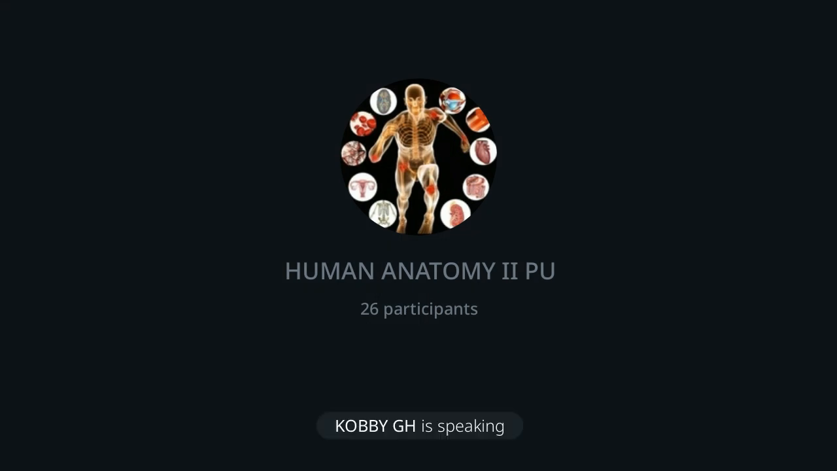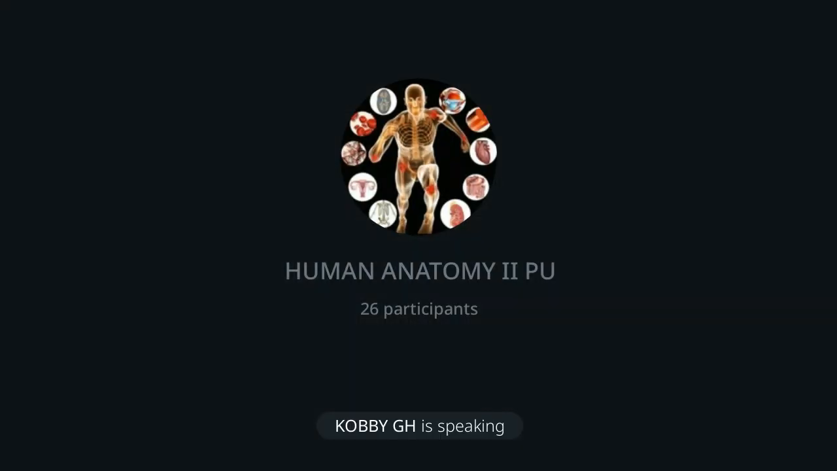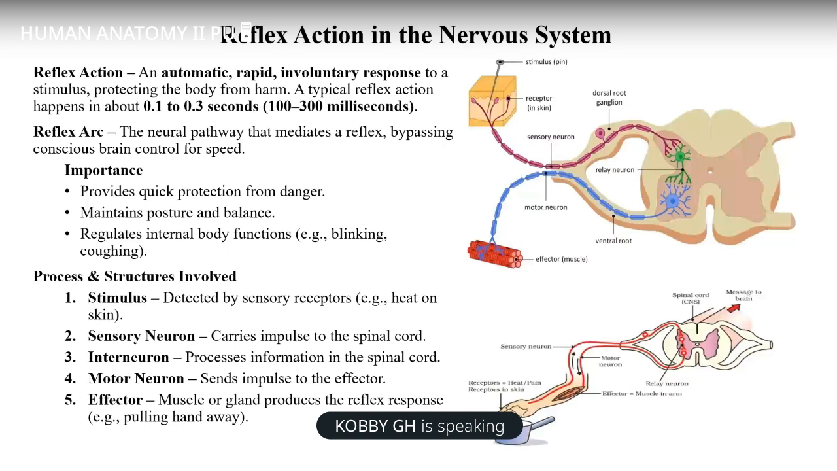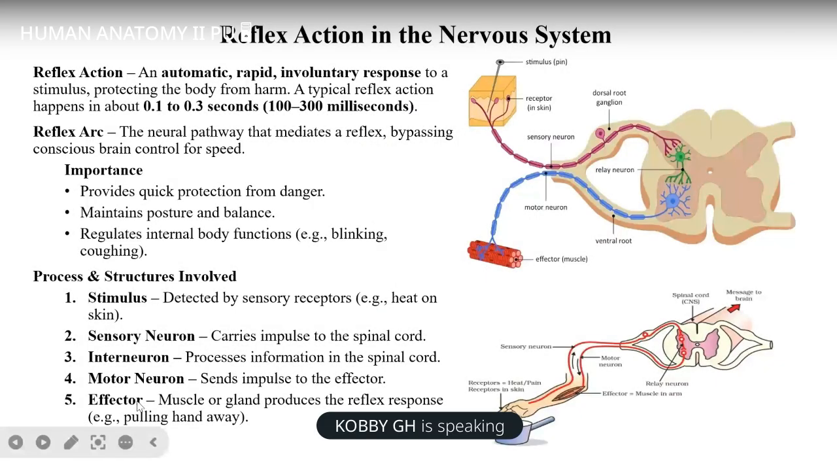So if we ask you in exams to list all the structures that are involved in a typical reflex action, it is simple. The stimulus, the sensory neuron, the interneuron, the motor neuron, and then the effector. Is that okay? Then you list these structures.